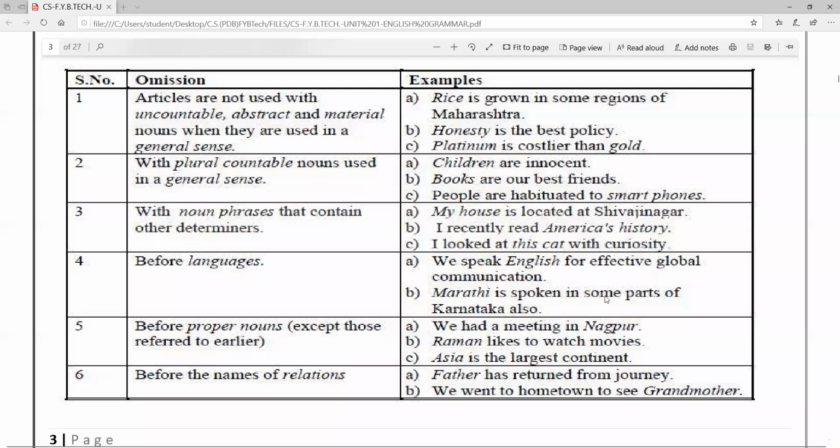Then second one is Marathi is spoken in some parts of Karnataka also.